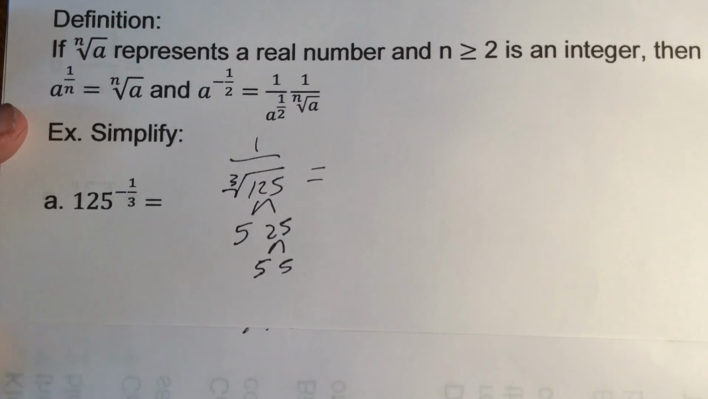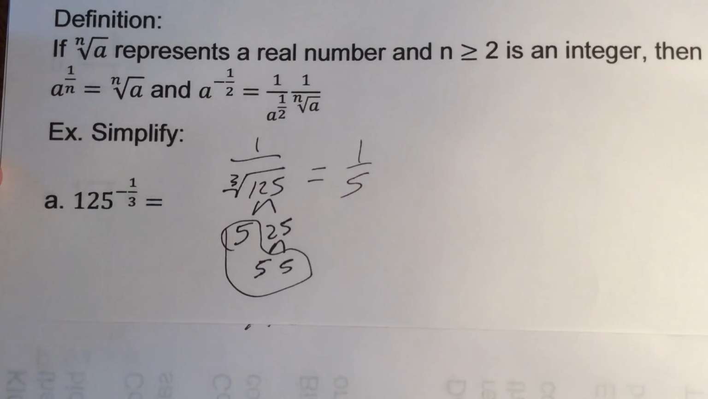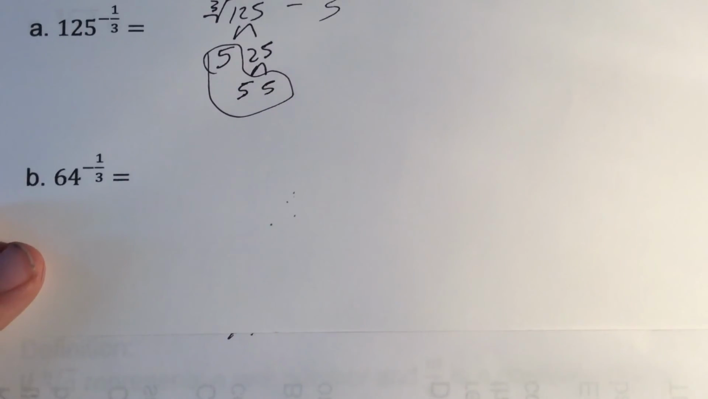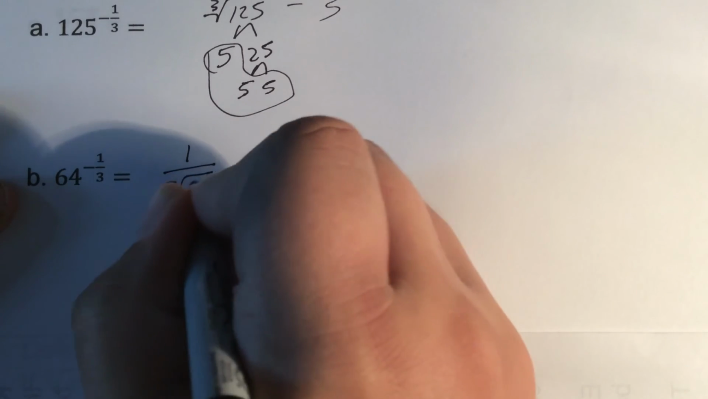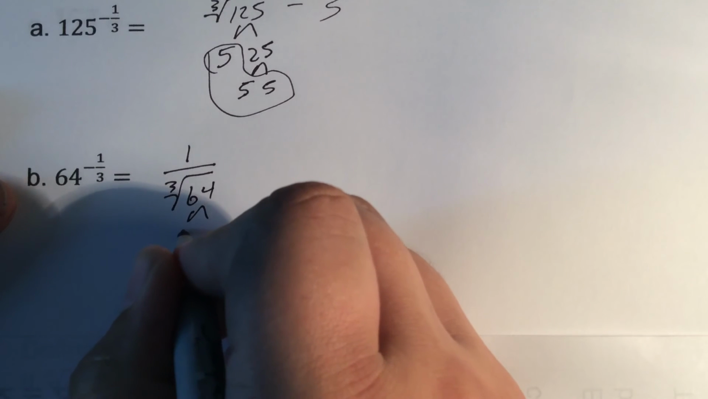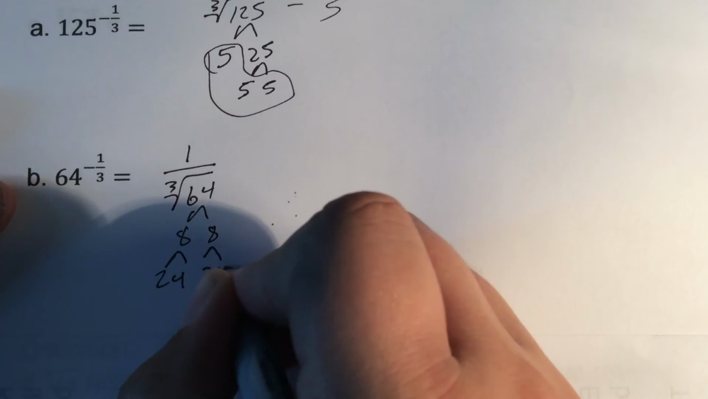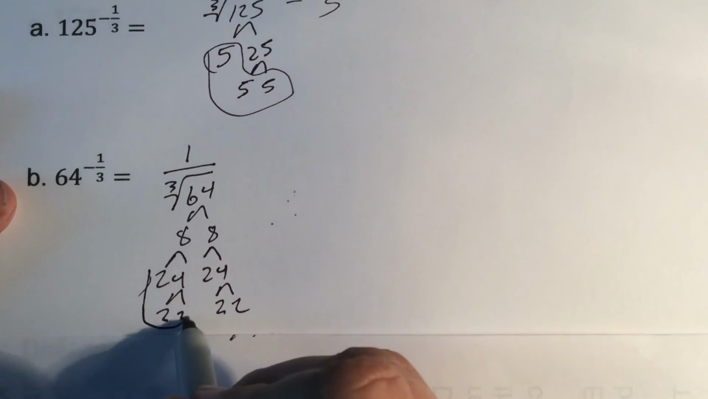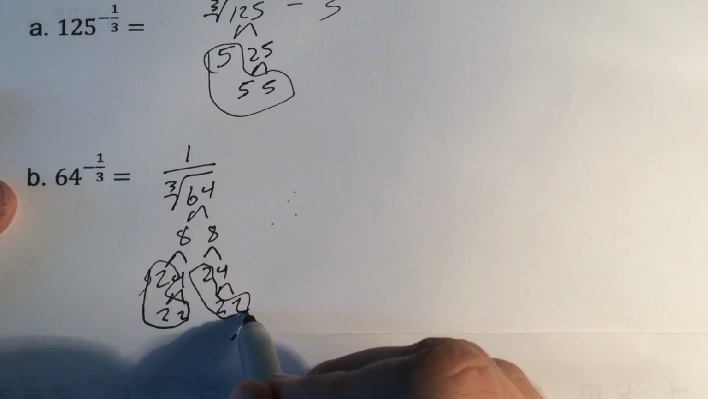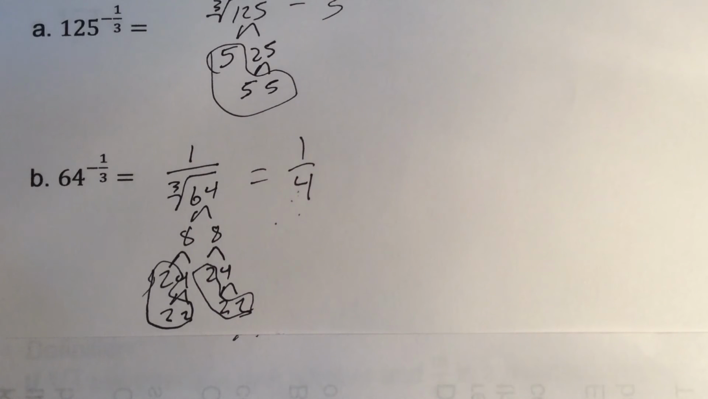So you have 3 of them here. So it's going to go to 1 over 5. For 64, again, we would flip it. We'd have 1 over the cubic root of 64, which goes to 8 and 8, which would go to 2 and 4, 2 and 4, which goes to 2 and 2, 2 and 2. So here we're going to have 1 set, 2 sets. So this would end up being 1 over 4 then, because we'd have 2 times 2.